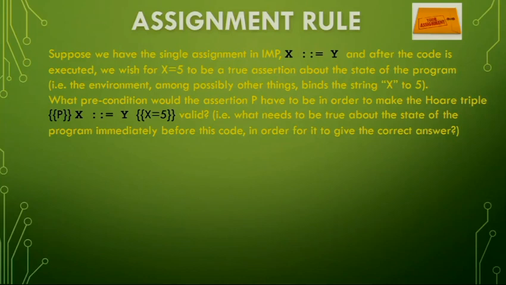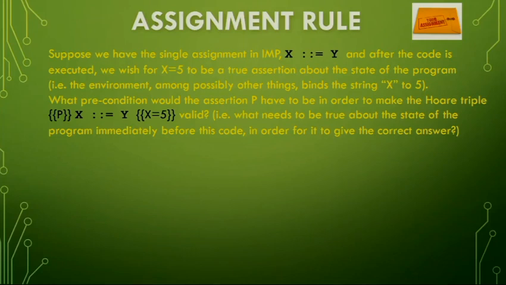Just as an example, suppose we want x equals 5 to be the case at the end when we're done. So in other words, if I write it as a Hoare triple, this is the statement of the code I'm running, x gets the value of i, and in the end, I want x equals 5 to be a true assertion about the state. What would have to be true before we hit this line?